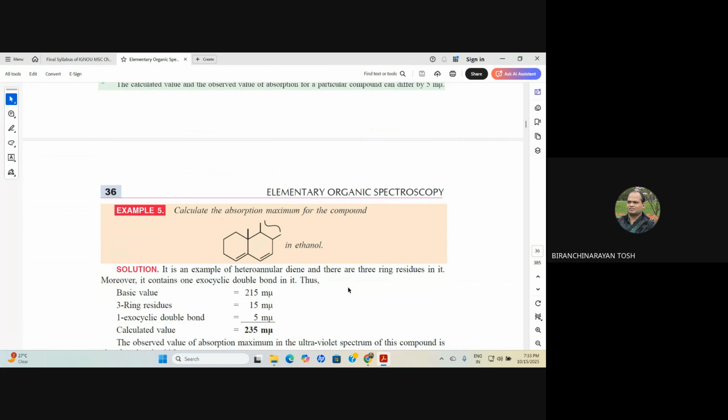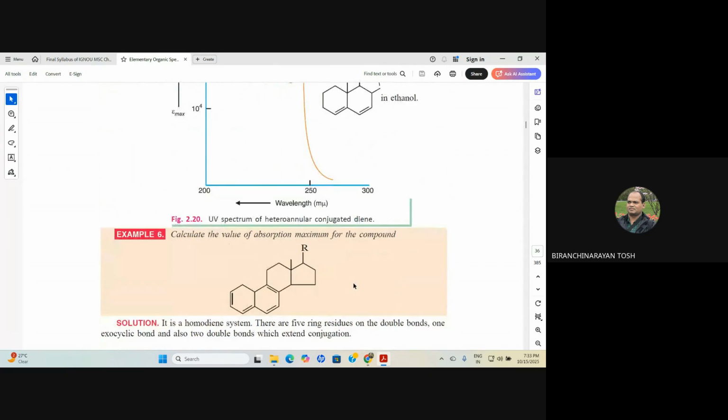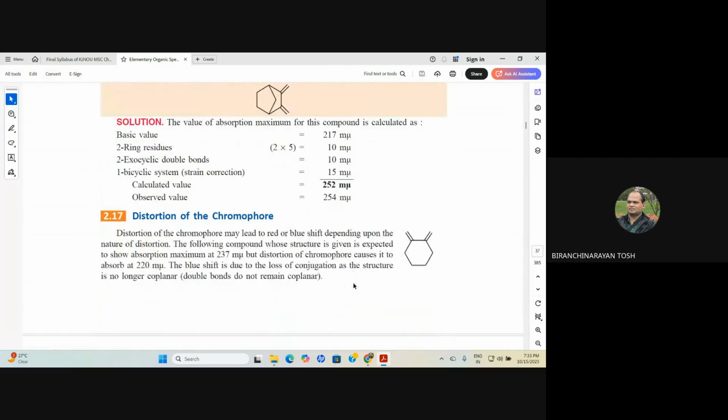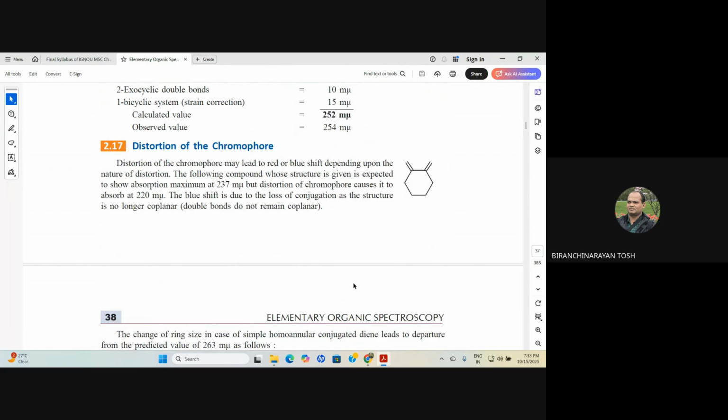So like this, more examples are there. You can go through it. The Woodward-Fieser rule. Then distortion of the chromophore is not there.